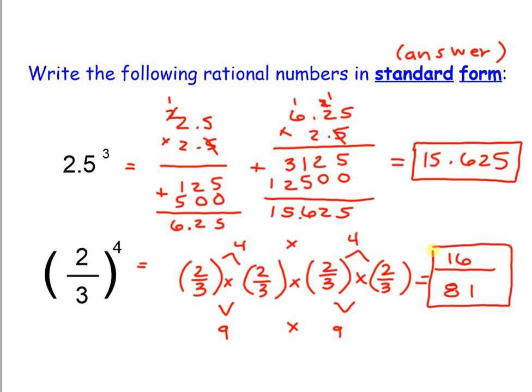All right, so I have my two answers. For the first problem, I multiplied 2.5 times itself 3 times, and my answer was 15.625. The second problem was 2 over 3 to the fourth power, and the answer to that was 16 over 81. When you are doing fractions in standard form, you are still required to simplify your answer. 16 over 81 is as simplified as it gets.